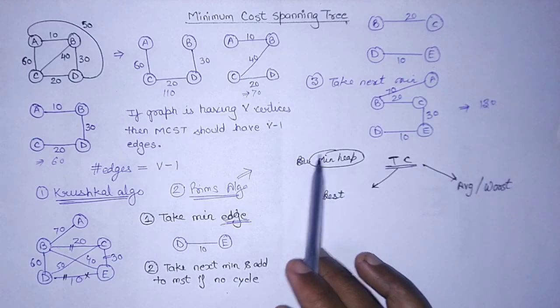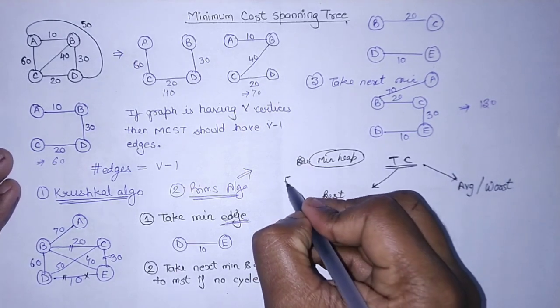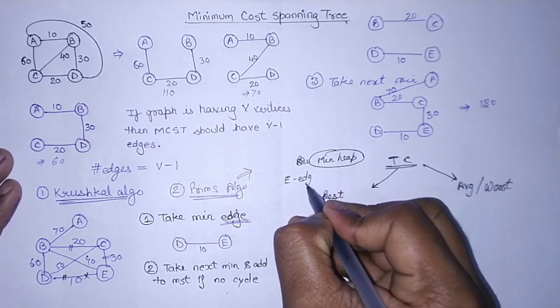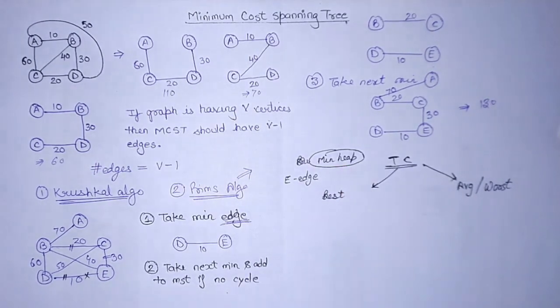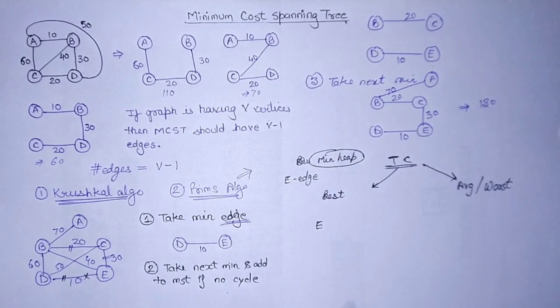If you want to build the minimum heap, whatever the elements you have, the time complexity will be the same. So if I have E edges, because we are working on edges, then the min heap will take order of E time. So it will take E time in building this min heap.